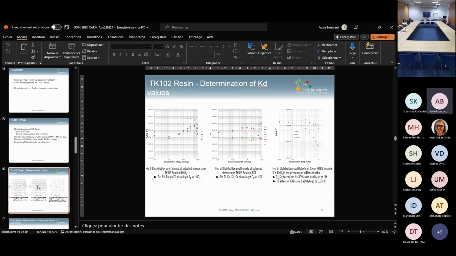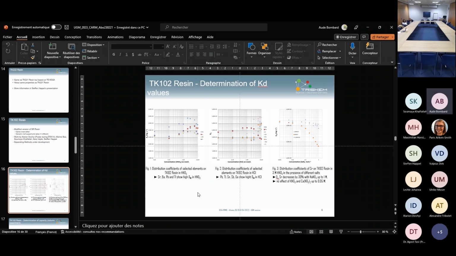So here you can see the distribution coefficient values. And on this resin as well, there is very strong uptake for strontium, barium, lead, and thallium in HNO3, especially above 1 molar HNO3 or 5, depending on the element you're looking at. And in HCl medium, there is high retention for lead, thallium, tin, antimony, and gallium.